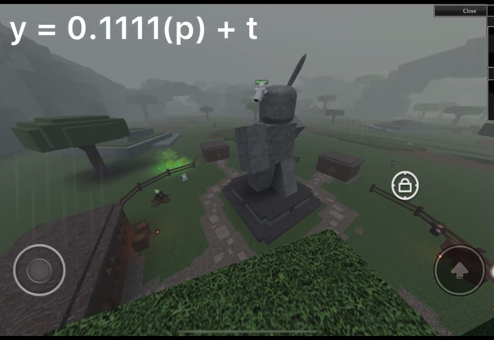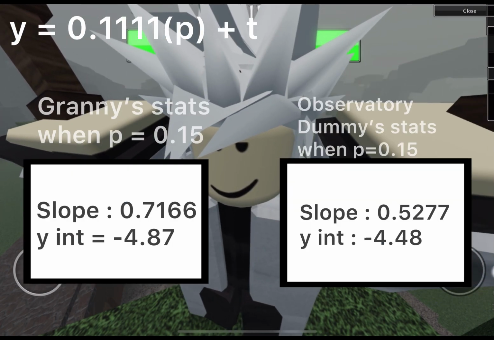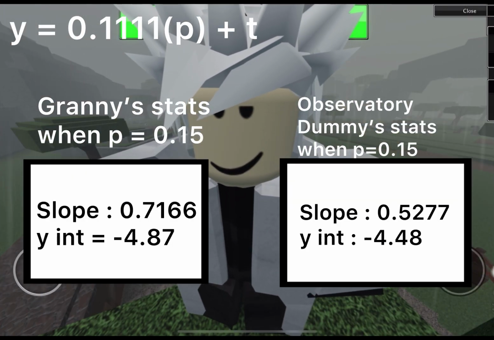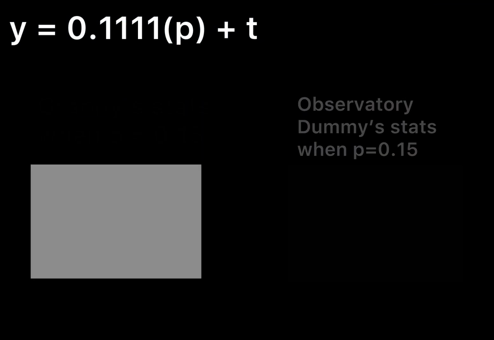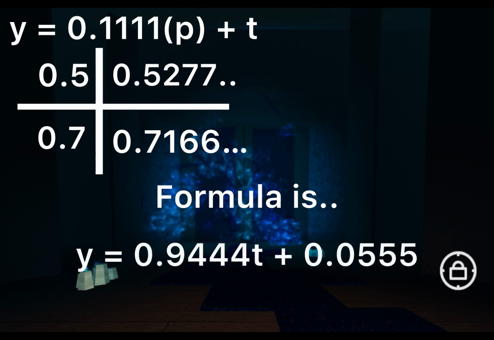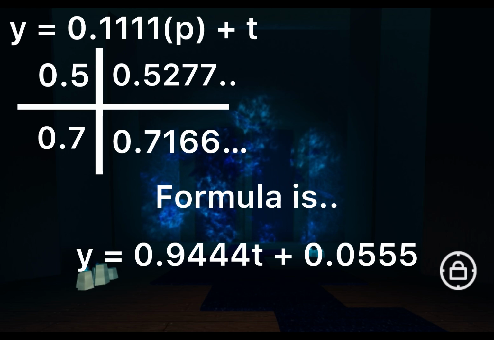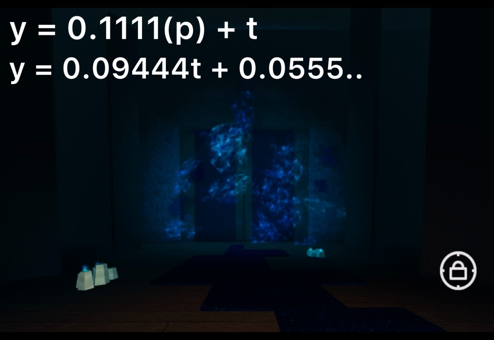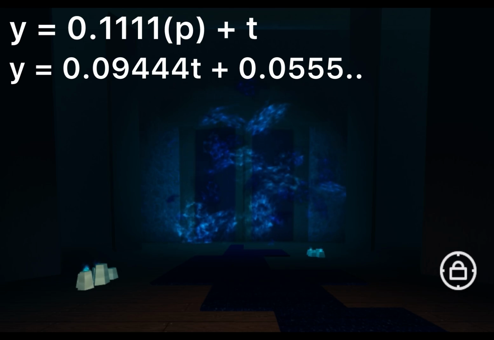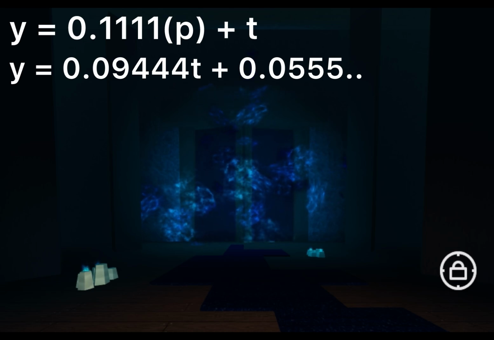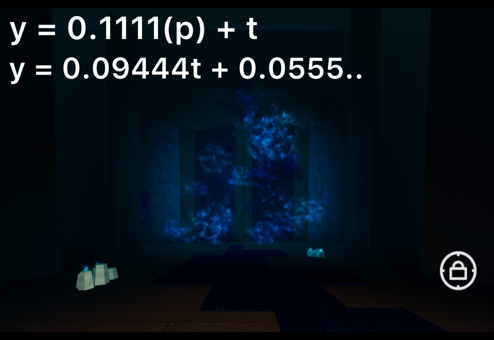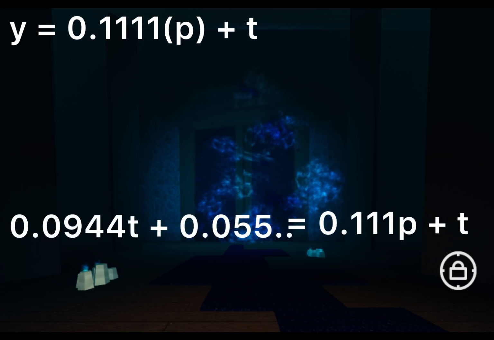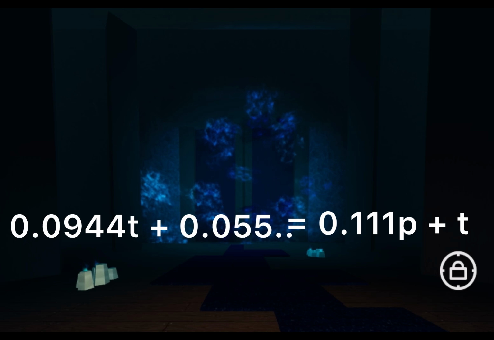Now, in our last video, we already tested Observatory Dummies' stats and Granny's stats when piercing is at 15%. Hence, we can just use those data points. Do the same thing and we get another formula, which is 0.94444 repeating plus 0.055555 repeating. Now, this is where magic is about to happen. We have 2 forms of the same thing, so with some algebra, we can find the complete formula for the damage taken part. Let's extract both of our equations and form an equality.